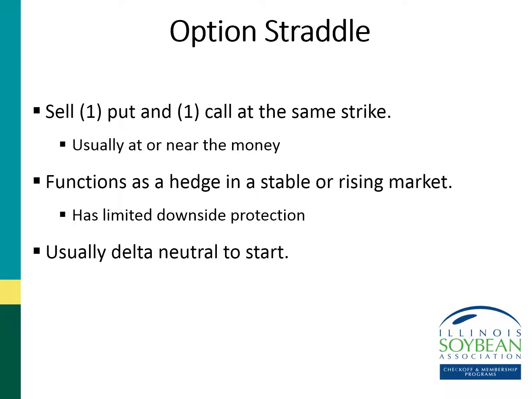It's also usually delta neutral to start, and what we mean by that is that each of these options is going to move roughly the same amount with the futures market, because these are options on futures. So for instance, if the market moves up 10 cents, one of these options is going to lose value, one of them is going to gain value in a roughly equal amount, at least to start. The further we get away from the strike price, the less delta neutral it gets.